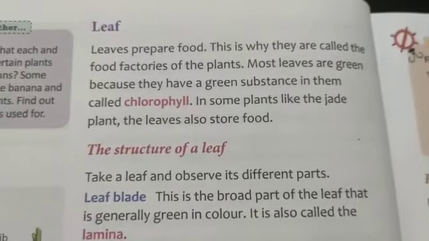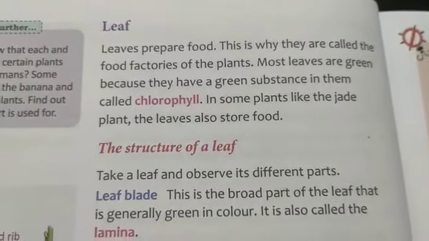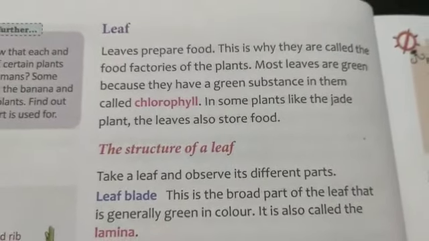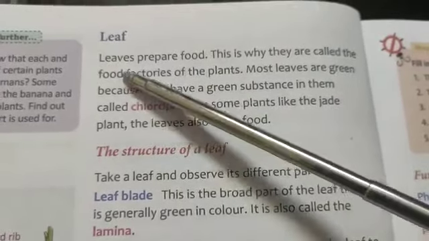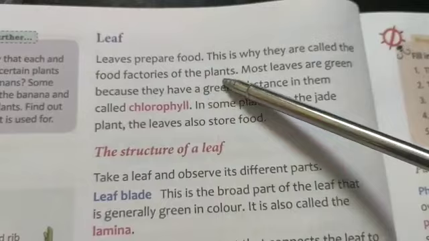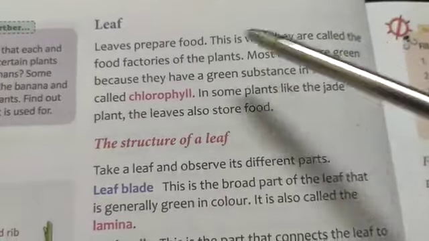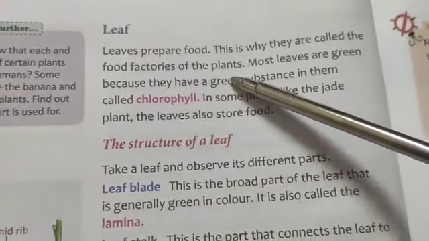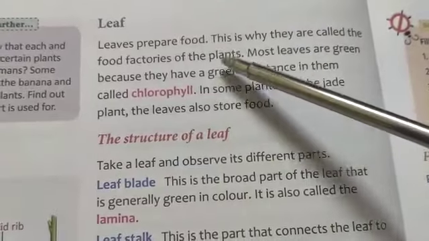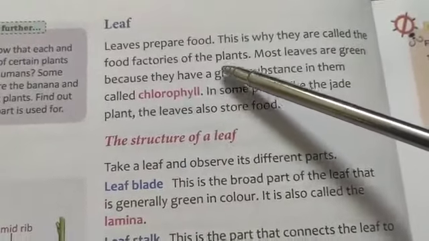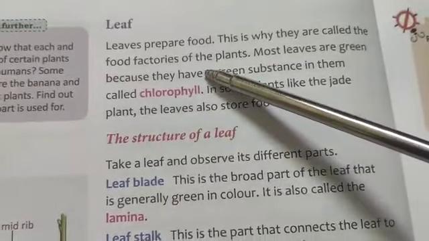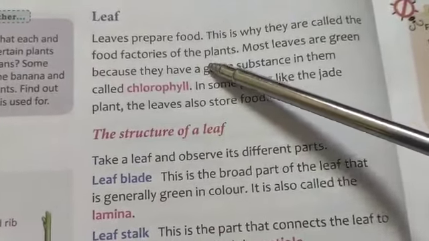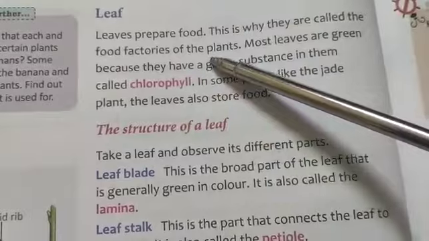Now, turn your page to number 34. We will learn about the leaf, a very important part of the plant, because leaves prepare food. This is why they are called the food factory of the plant. Your mummy prepares your food in the kitchen. In the plant, the leaves prepare the food. That is why it is also called the food factory of the plant.